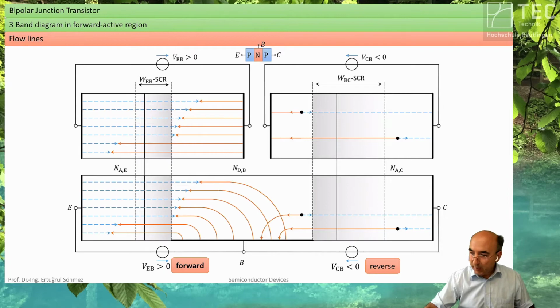What is your aim? Your aim is that these recombinations here do not take place.